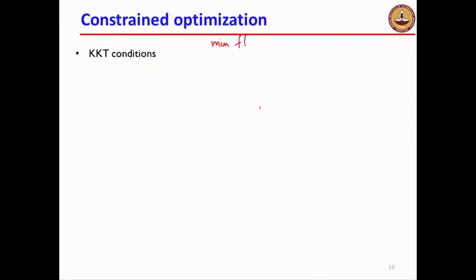How do we generalize all of this? This is where I am going to now assume that I am not going to minimize f of x such that g_i of x equals 0 and h_j of x less than or equal to 0. There are several equality constraints. x is in R^n. There are m equality constraints and p inequality constraints.